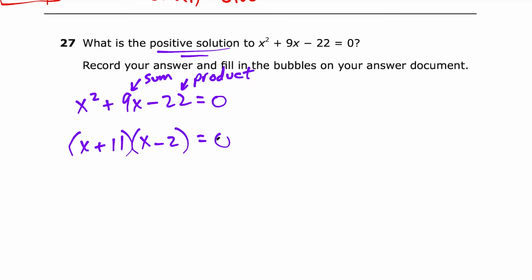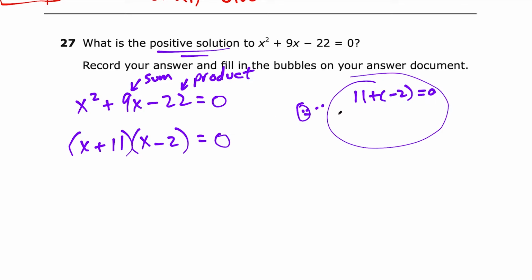So how do I know that these numbers work? Well, the mental check that I go through is I take 11 and negative 2, and if I do 11 plus negative 2, that gives us 9. And if I do 11 times negative 2, that's going to give us negative 22. So these numbers do in fact check out, and then I would set each factor equal to 0.